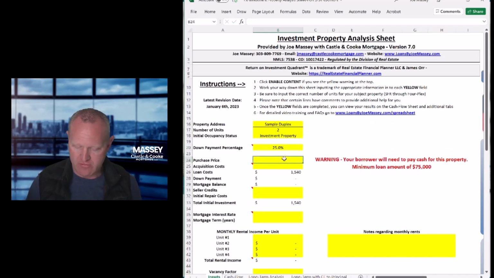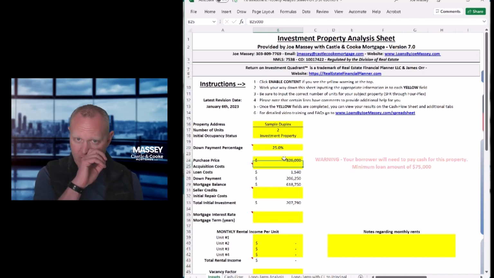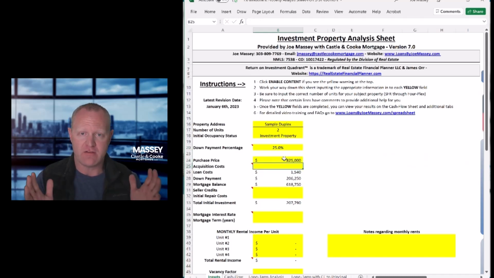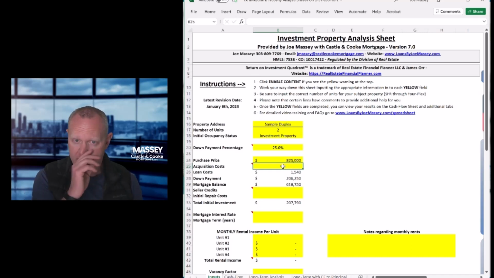Now, purchase price on the home was $825,000. So remember, this is a duplex. They bought two sides of the property, or they bought the full property, both sides. It's a 3-bed, 2-bathroom duplex on side A, 3-bed, 2-bathroom home on side B. So they paid $825,000 for it, basically $412,500 per unit.